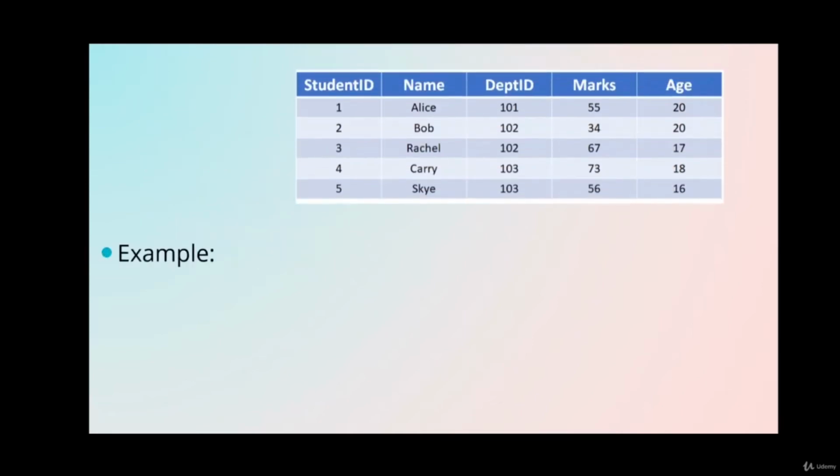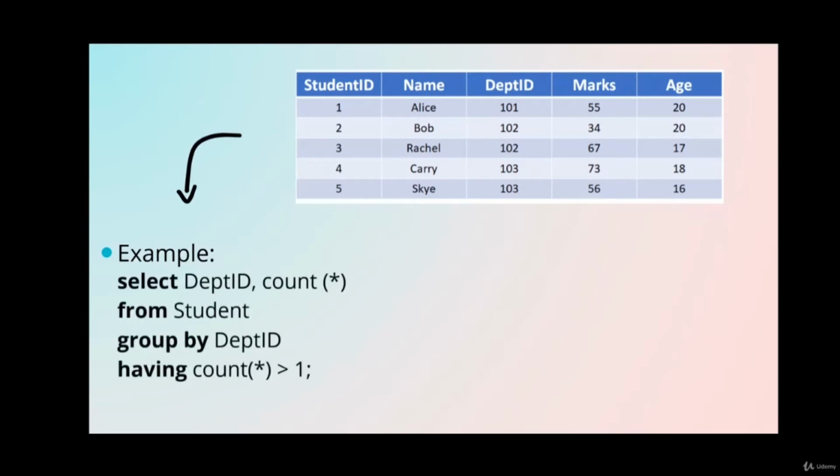Let us understand it with the help of a table. For example, in this table, if we want to find out how many departments have more than one student, in that case, first we will have to group our table into departments. So the query for that will be select department ID, count star from student, group by department ID. So after this, we have grouped our table according to the departments.